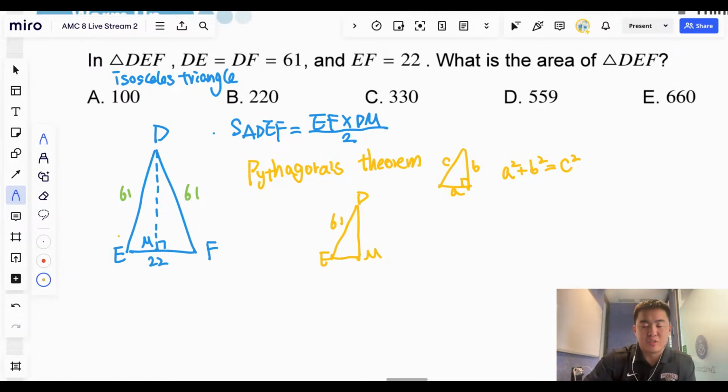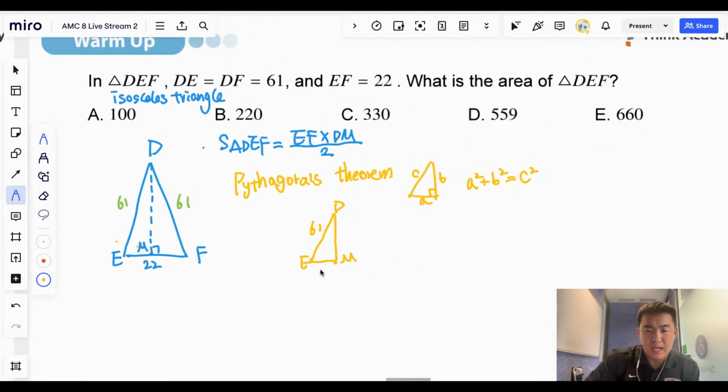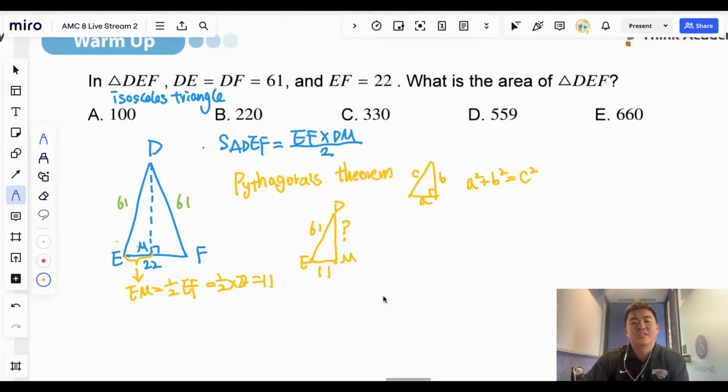So we know that EF is 22, and M is a midpoint. So EM, this part, will be 11. I will write it here. EM is just 1/2 of the base EF, which is 1/2 times 22. That will give you 11. Now take a look at our triangle DEM. Among those three edges, we know two of them. So we can apply the Pythagoras theorem to solve for the question mark, which is DM.